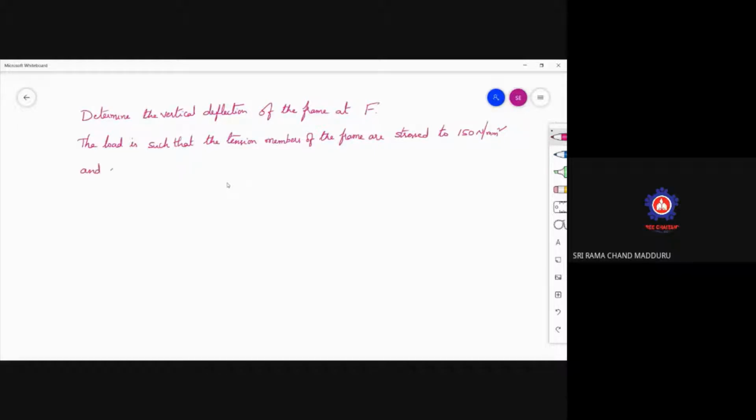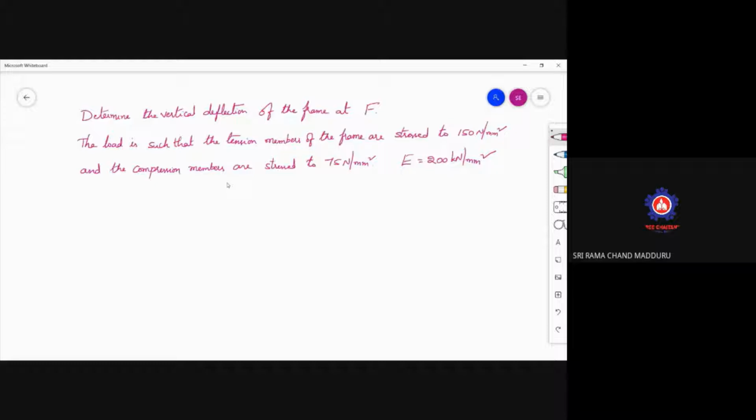and the compression members are stressed to 75 Newton per mm square. E is equal to 200 kilonewton per mm square, and this is the frame given for us. I'm just drawing the frame. So this is the problem here.